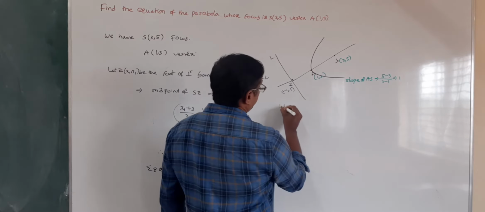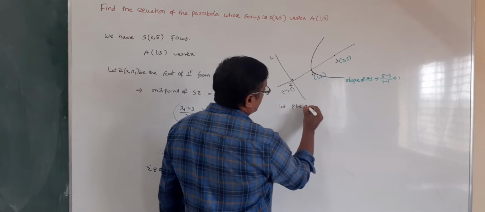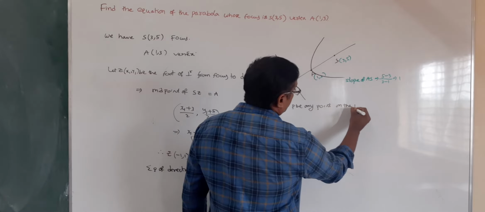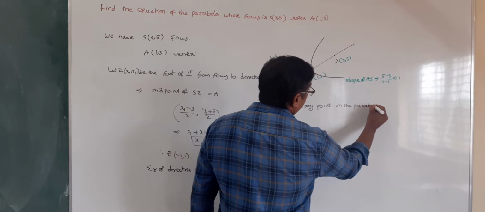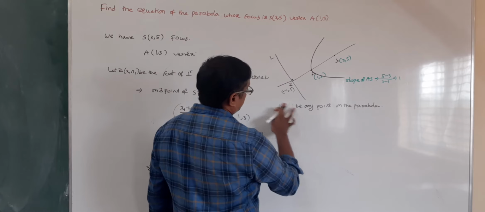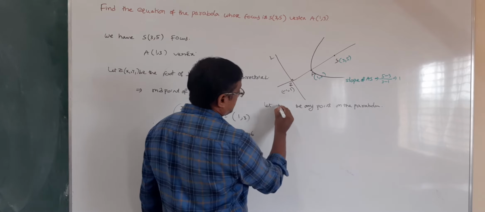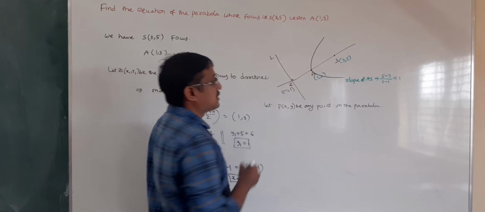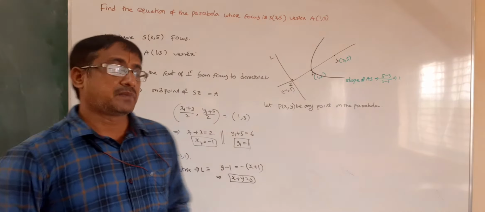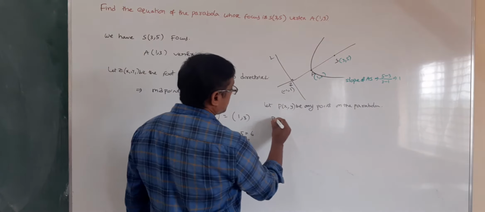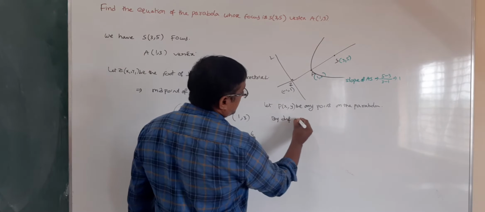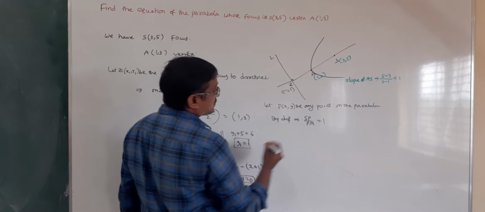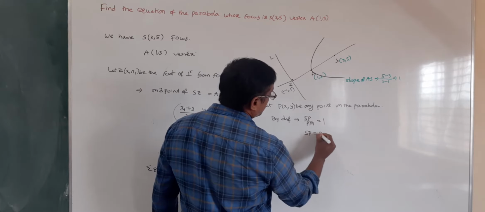So let P (x, y) be any point on the parabola. By the definition of the parabola, SP by PM is equal to 1. So you have SP is equal to PM.